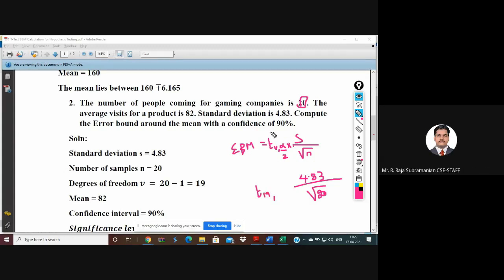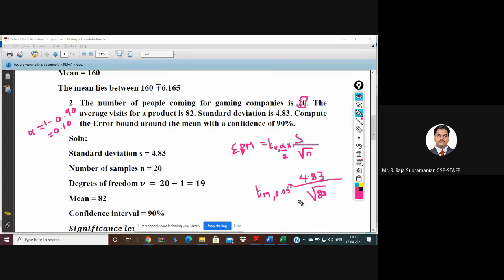Alpha is, with 90 percent confidence, what is the significance level formula? Alpha is equal to 1 minus confidence, 1 minus 0.90, so that is 0.10. Divided by 2 will be 0.05, multiplied by S by root n.